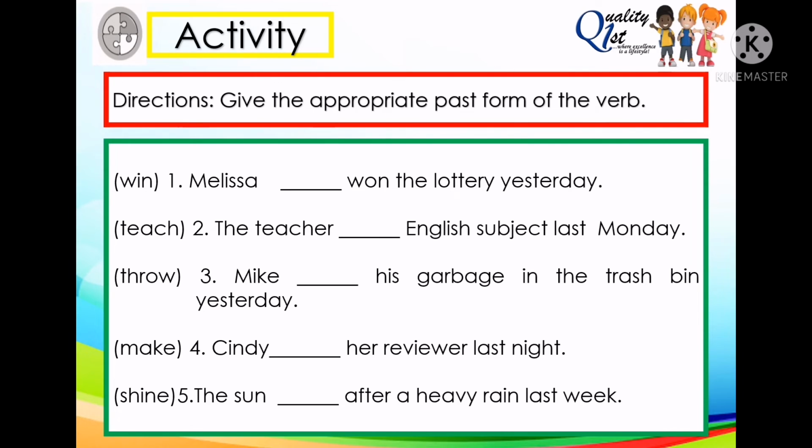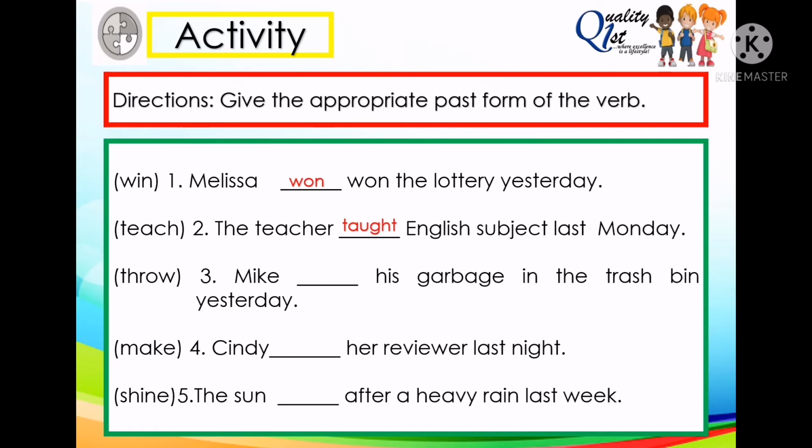Now let's have an activity under irregular verbs. Give the appropriate past form of the verb. Number 1. Melissa blank the lottery yesterday. Now the verb is win, and the correct answer is won. Okay? Now let's have number 2. The teacher blank English subject last Monday. The verb is teach, or the irregular verb is teach. Now, its past tense is taught.